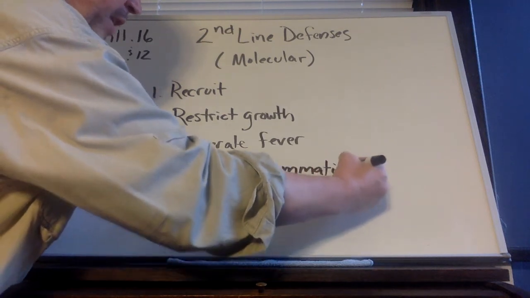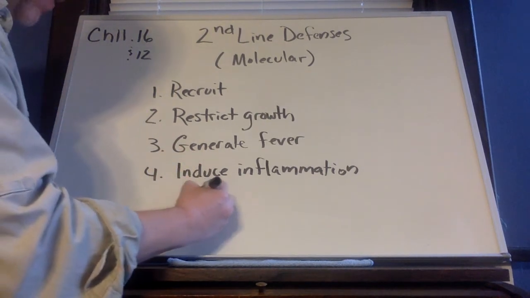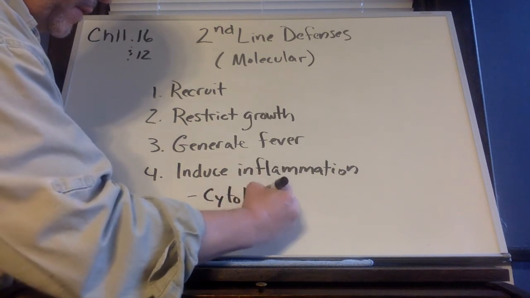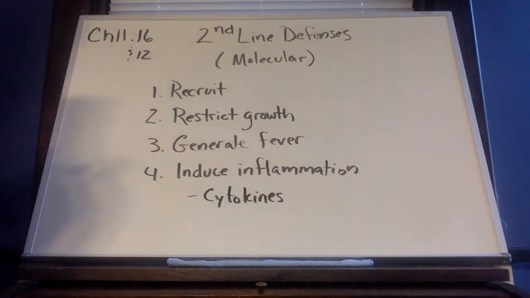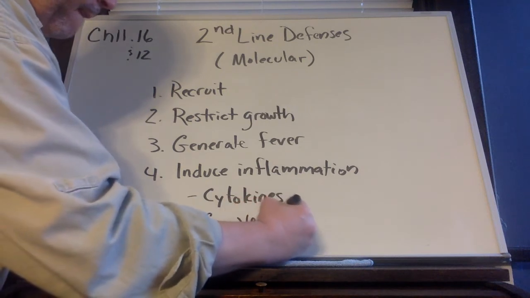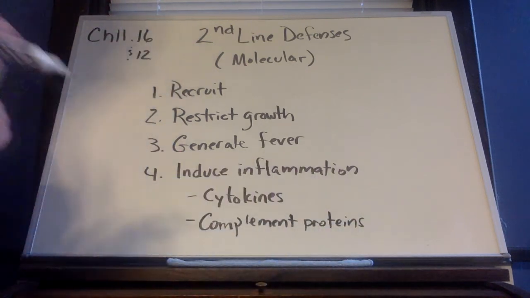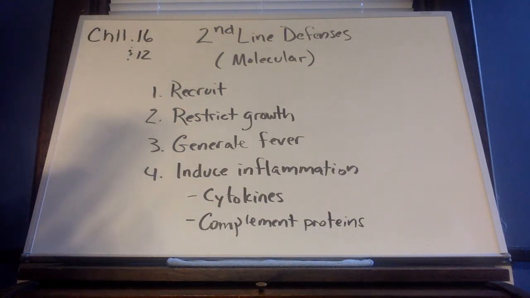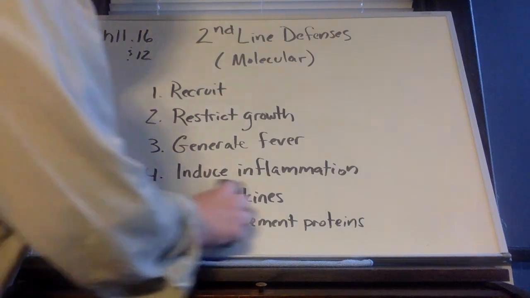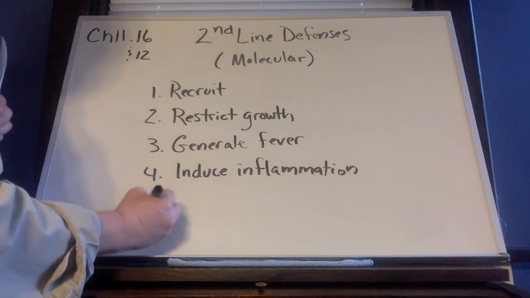We're going to have a whole section in a little bit after we finish second line molecular defenses on inflammation. 2 of the molecules that will help out with that are cytokines. These are a class of molecules that we'll talk about in another video, as well as complement proteins. Both of these are molecules that will induce inflammation. And if we're really lucky, we can possibly stop this pathogen before it gets to our 3rd lines of defenses.